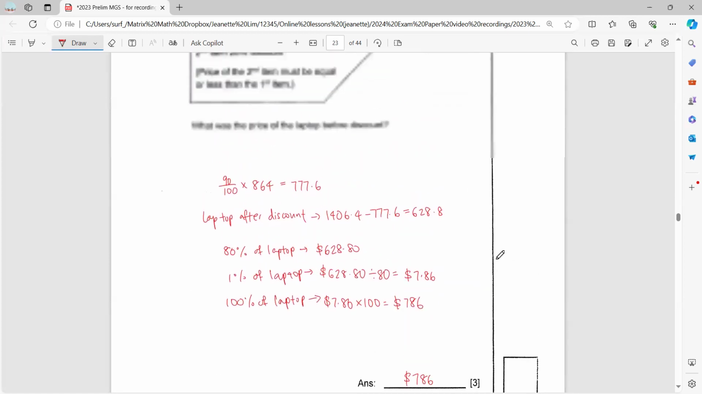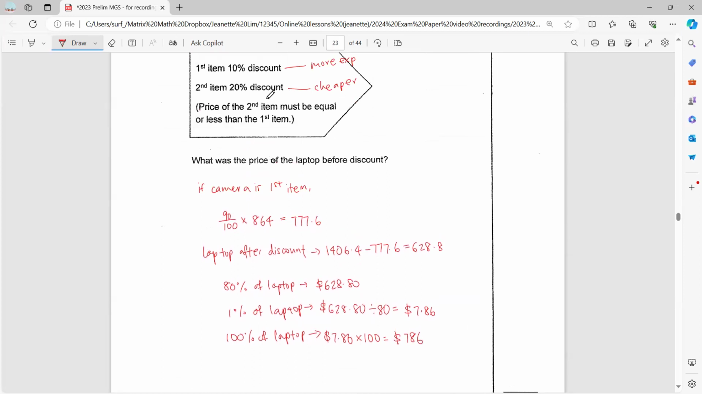Okay. So what happens if you take the camera as the second item? Then you realize that when you calculate, the laptop will actually end up being cheaper. So then that will be incorrect and you have to do it the other way.